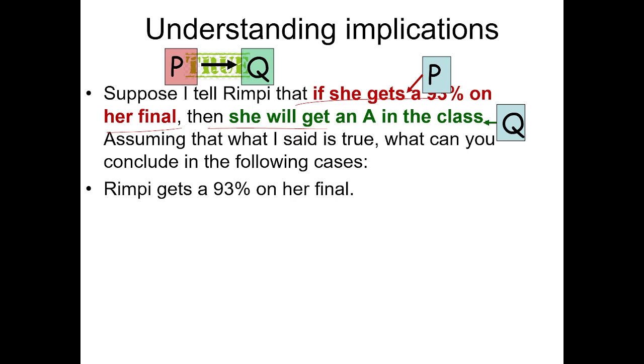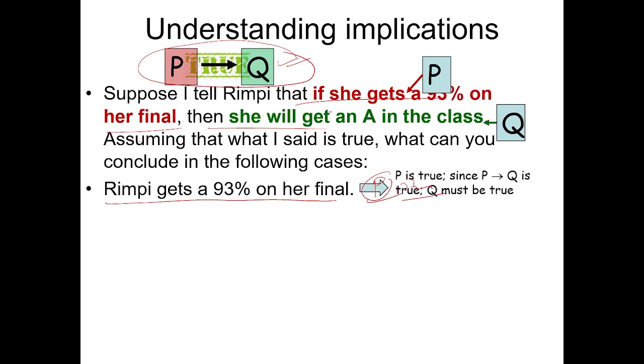Case one: Rimpy gets a 93% on her final. Just by looking at this, P implies Q is true. So if Rimpy gets 93% on her final, so if P is true, for this implication to be true, Q must be true. So she'll get an A in the class. Q must be true. So Rimpy gets an A in the class.